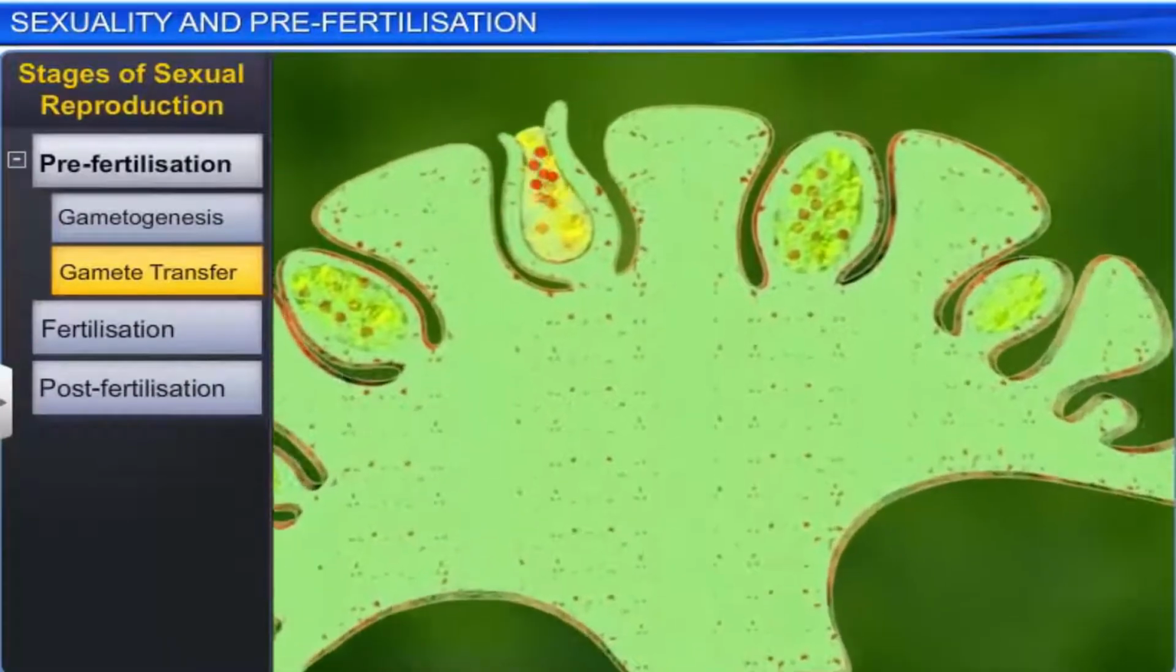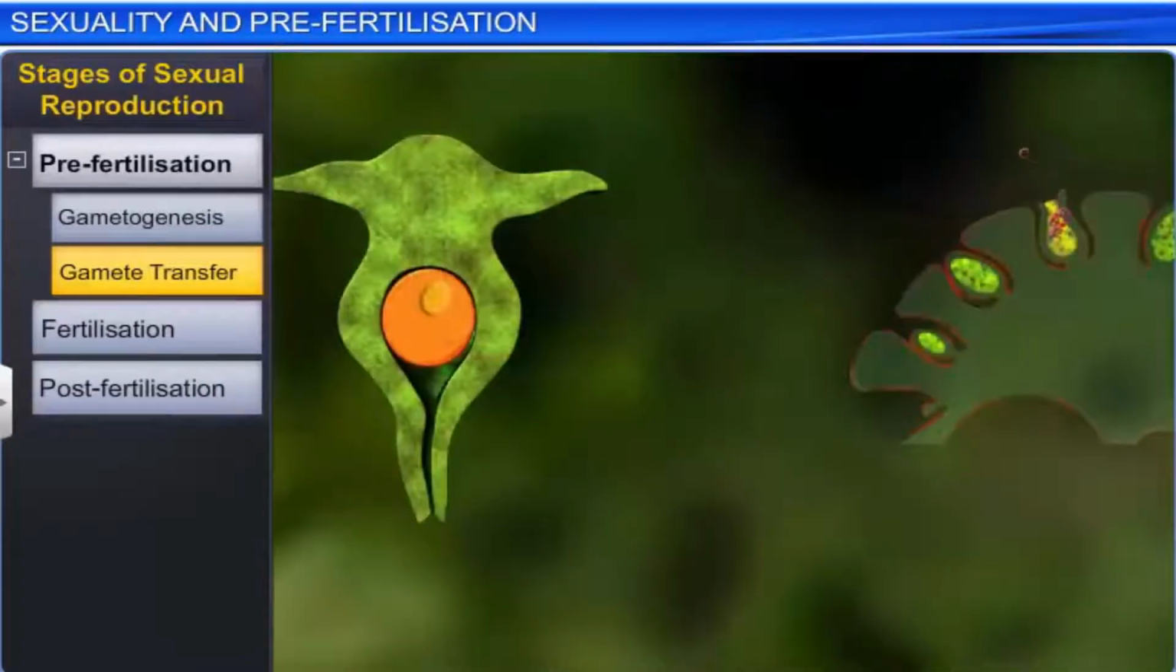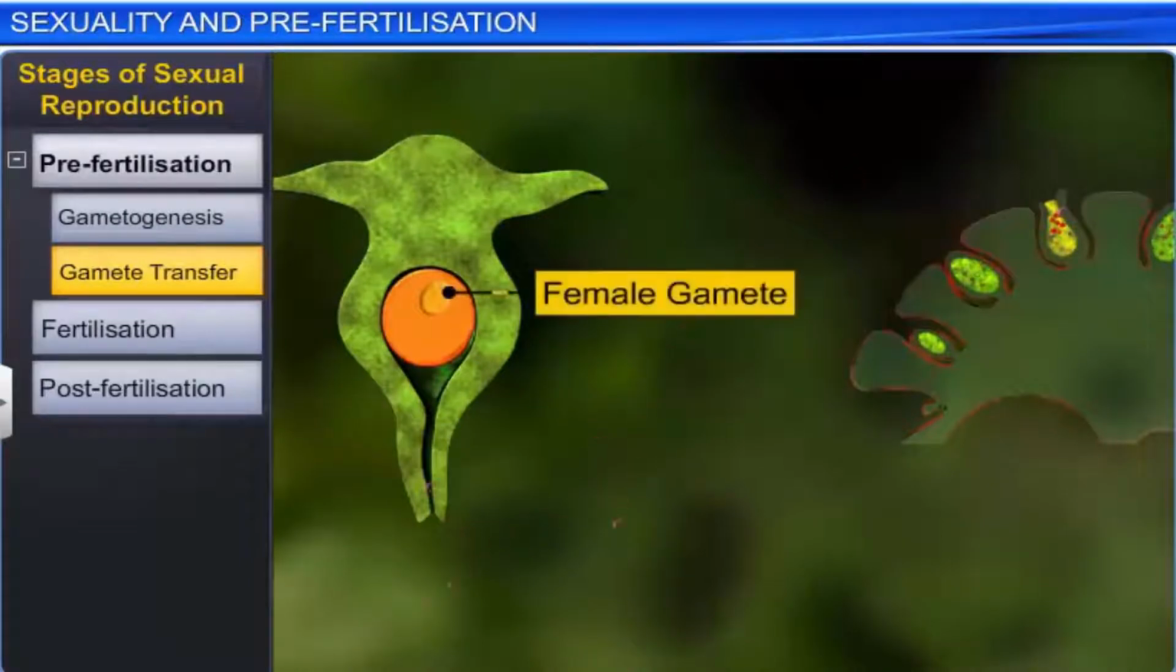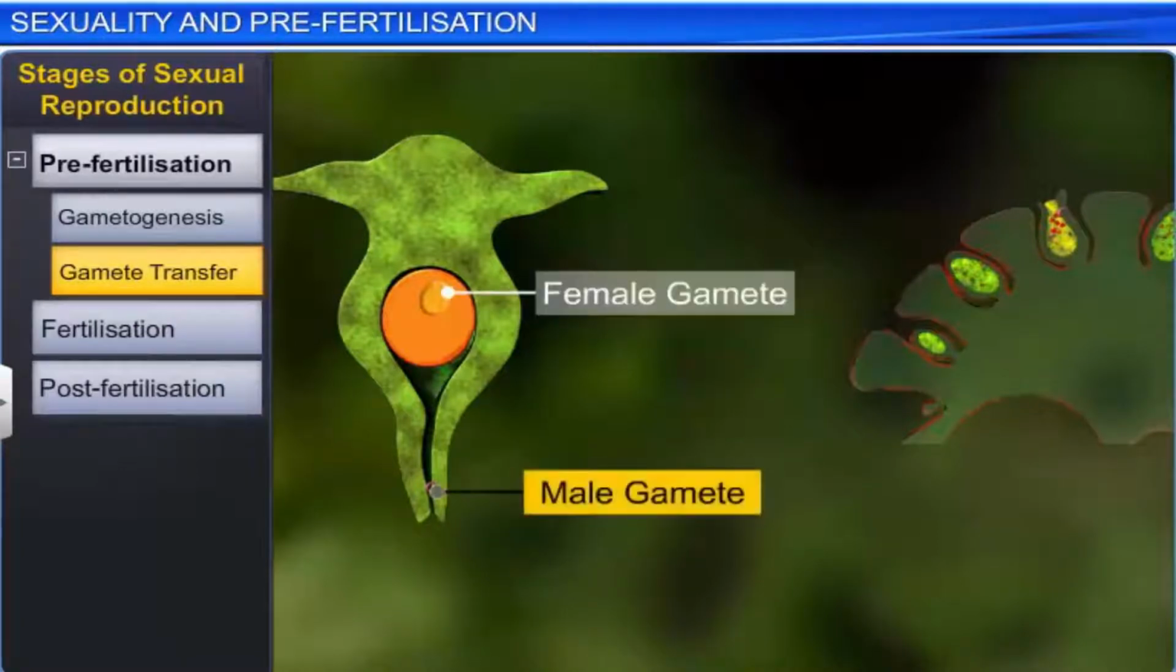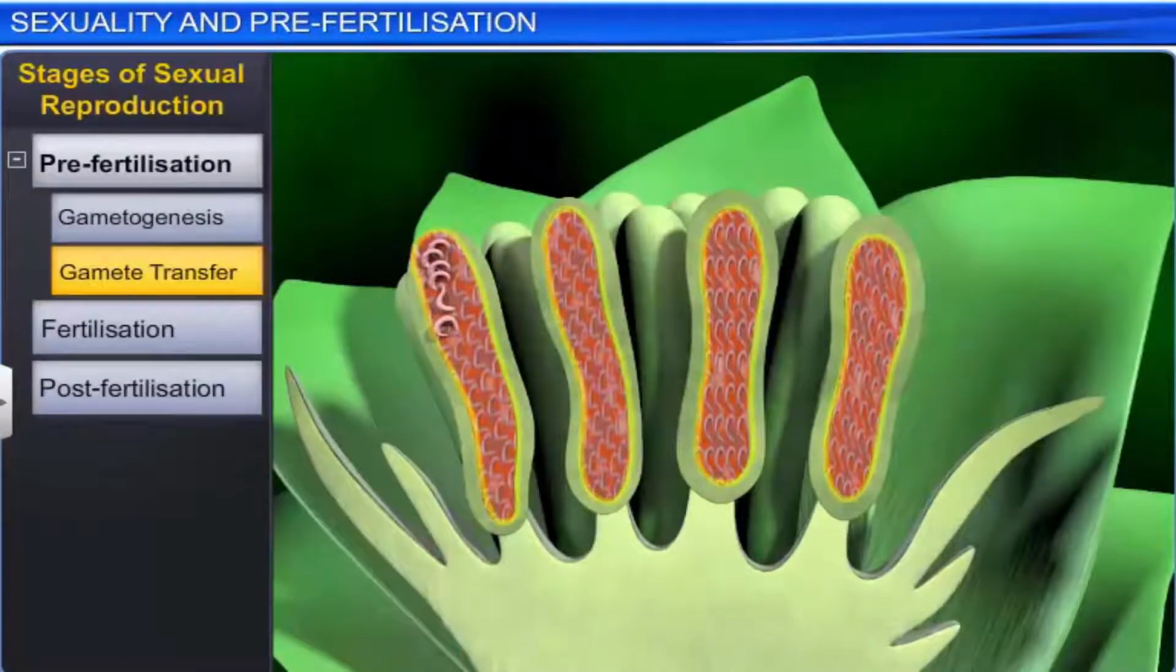The motile male gametes produced by these plants make use of water currents to reach the stationary female gamete. However, during this process, many male gametes either die or fail to reach their destination. To overcome this lacuna, most plants produce several thousand male gametes to ensure that at least some of them reach the female gamete.